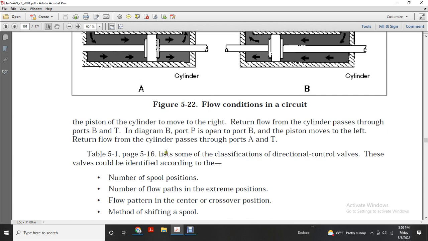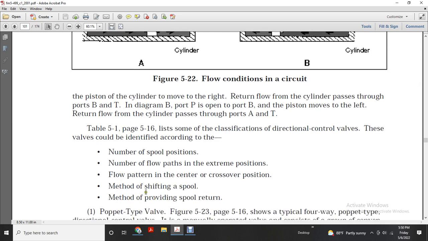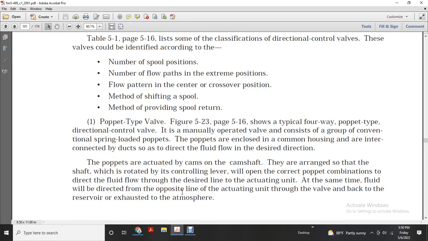Table 5.1 on page 516 lists some of the classifications of directional control valves. These valves can be identified according to the number of spool positions, the number of flow paths in the extreme positions, the flow pattern in the center crossover position, the method of shifting the spool, and the method of providing spool return. Figure 5.23 on page 516 shows a typical 4-way poppet type directional control valve with a manual operator. The valve has conventional spring-loaded poppets in a common housing, interconnected with ducts, to direct the fluid flow in the desired direction.